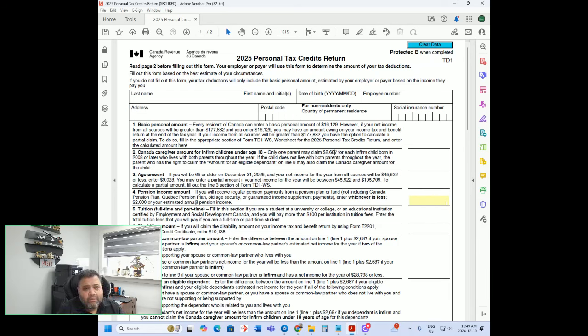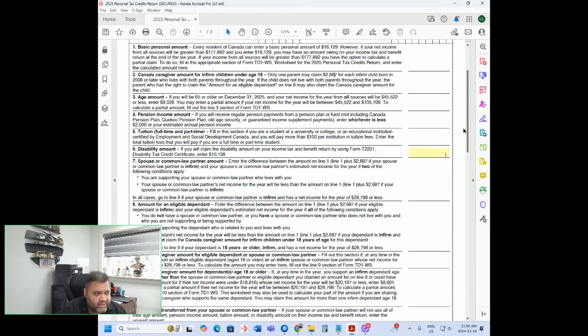If you are a full-time or part-time student, part of your tuition fees can be claimed as a credit in your income tax in the federal portion. In Alberta, there is no credit for the tuition fees. So here you will be inputting what the tuition fee amount would be for the year. If you have a disability, if you have been approved by CRA for a disability credit, then you would be able to claim the disability amount in box number 6 or in line number 6.